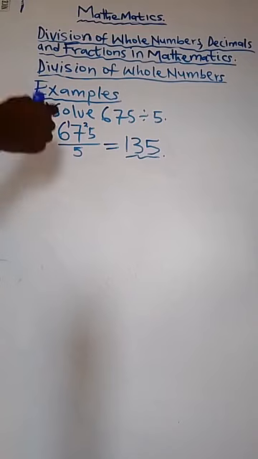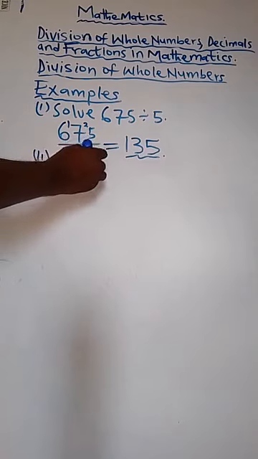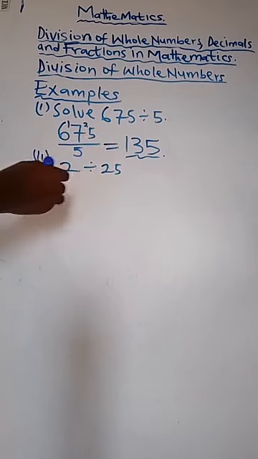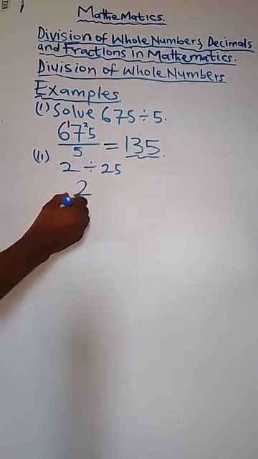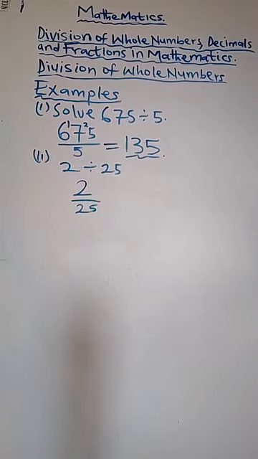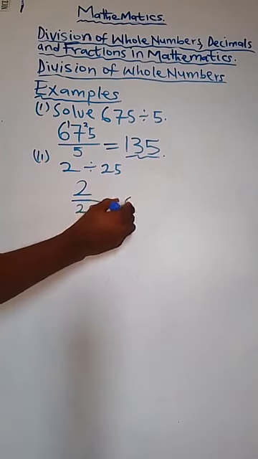Let's look at another example. 2 divided by 25. Now, this is how we do it. Let's write the question again: 2 over 25, right? So we now say, how many 25 can we get in 2? It's not possible. We write 0 point.